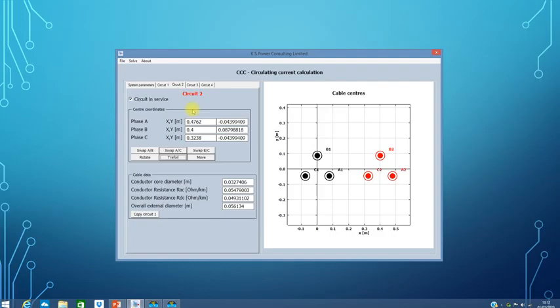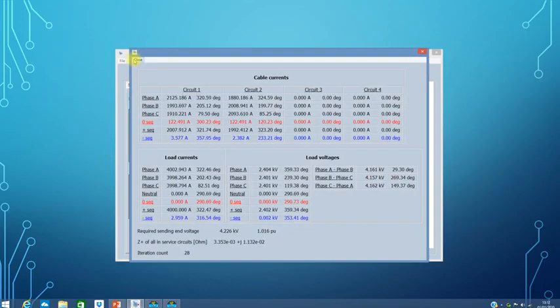So let's see what happens now. We've run the analysis, and we can see that once again our zero sequence current has reappeared, and now we have 122 amps circulating around two parallel circuits. Now let's go back to the diagram.